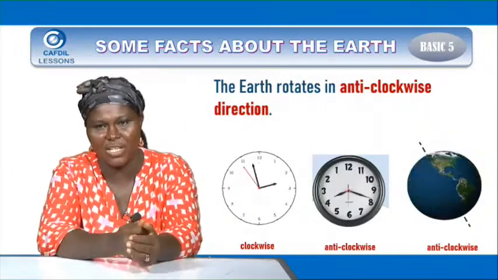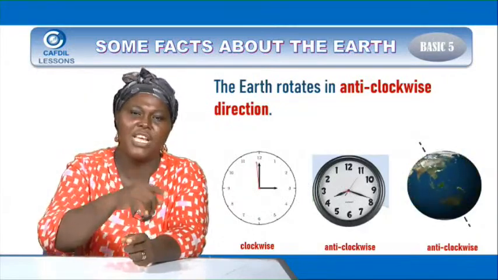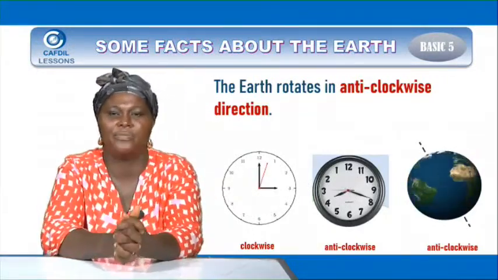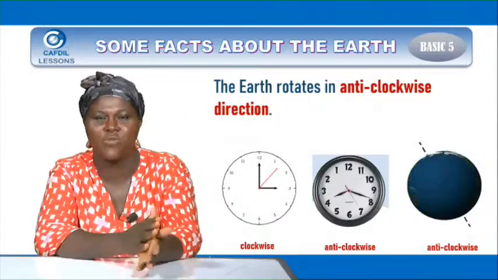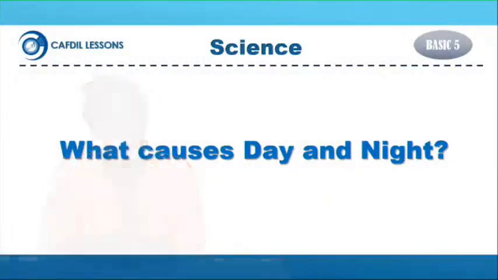Anti-clockwise rotation. So when the Earth moves, it moves in the opposite direction to our clock. So this is what we mean by anti-clockwise rotation. So the Earth rotates in an anti-clockwise rotation.